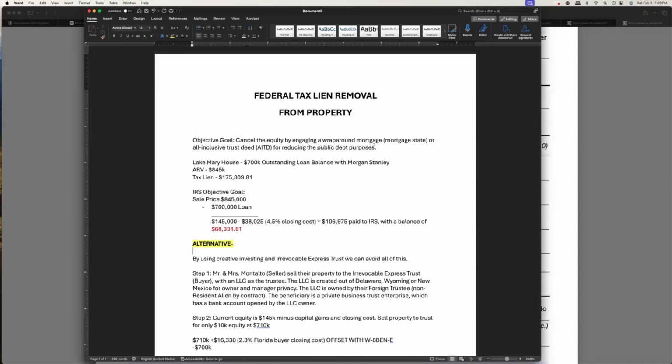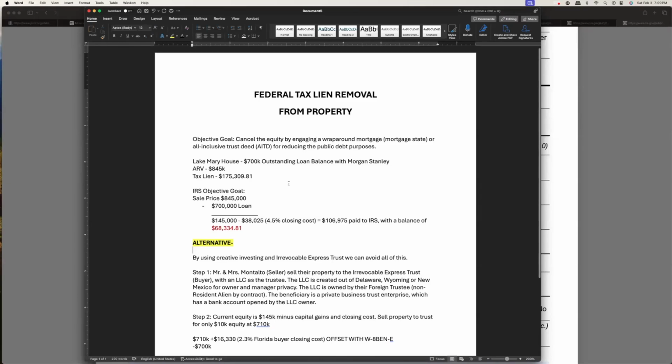That's what we're going to put together for the reduction of the national public debt. So that phrase needs to be listed within your AITD or wraparound mortgage. So let's say they're home in Lake Mary, Florida. They have an outstanding loan balance with Morgan Stanley for $700,000, and the after repair value is $845,000.